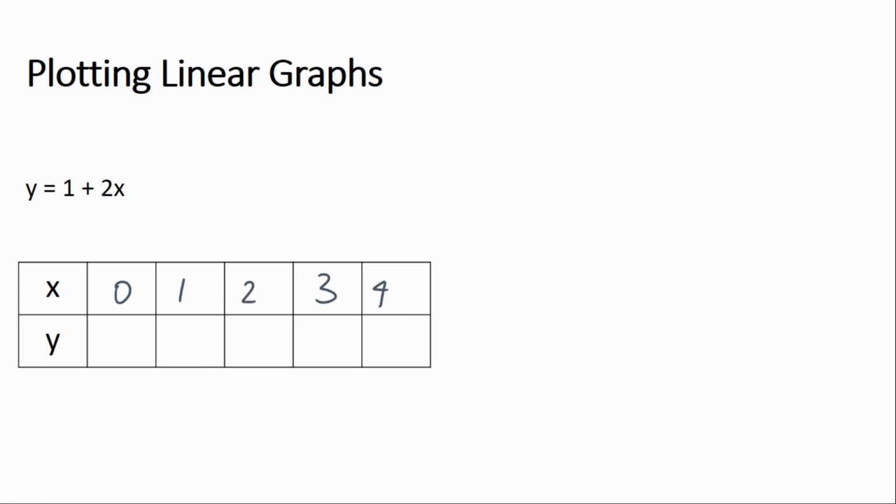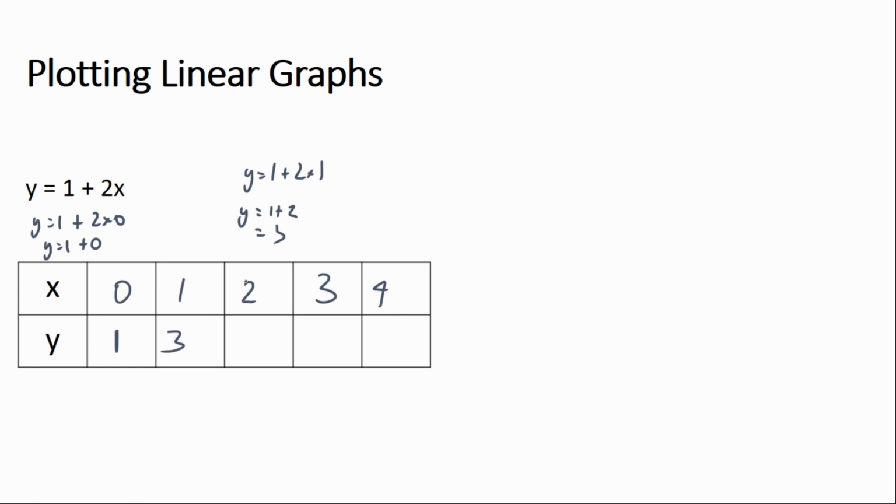Once we've got that, we're just going to replace x with 0 to start off. So that becomes y equals 1 plus 2 times 0, which just becomes y equals 1. I'll just write that in, because 2 times 0 gives me 0, so it becomes 1 plus 0, and then we get 1. And we'll just do it with the rest of it as well. So y equals 1 plus 2 times 1, because it's 2x. That gives me y equals 1 plus 2, which equals 3. So we're just going to keep doing that until we've filled in the whole table.